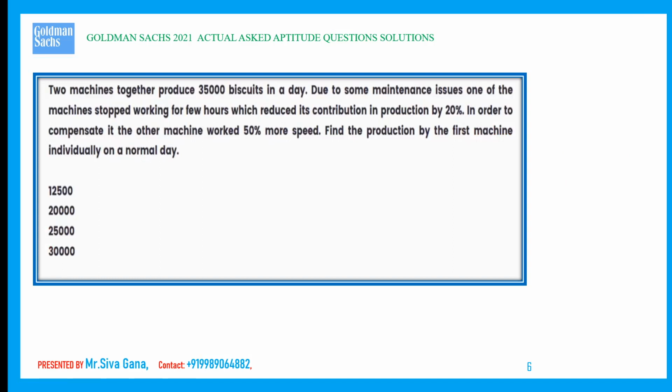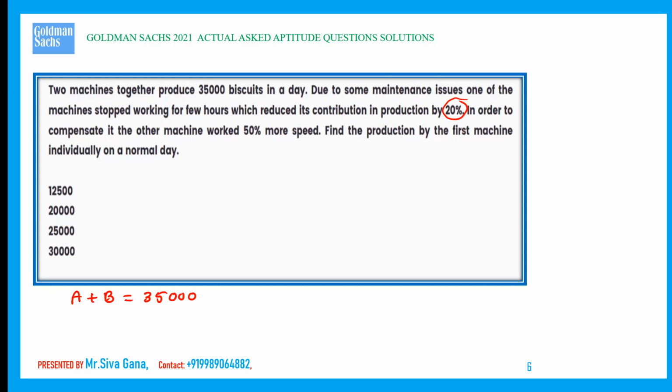Two machines together produce 35,000 biscuits in a day. Let us say machine A and machine B. Due to some maintenance issues, one of the machines stopped working for a few hours, which reduces its contribution in the production by 20%. In order to compensate for it, the other machine worked at 50% more speed. Find the production by the first machine individually on a normal day.